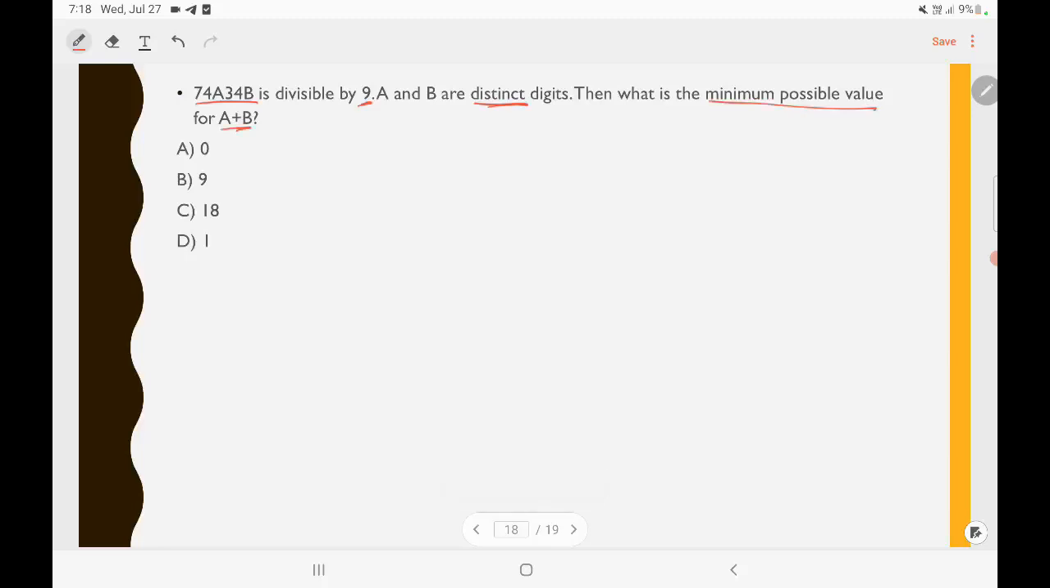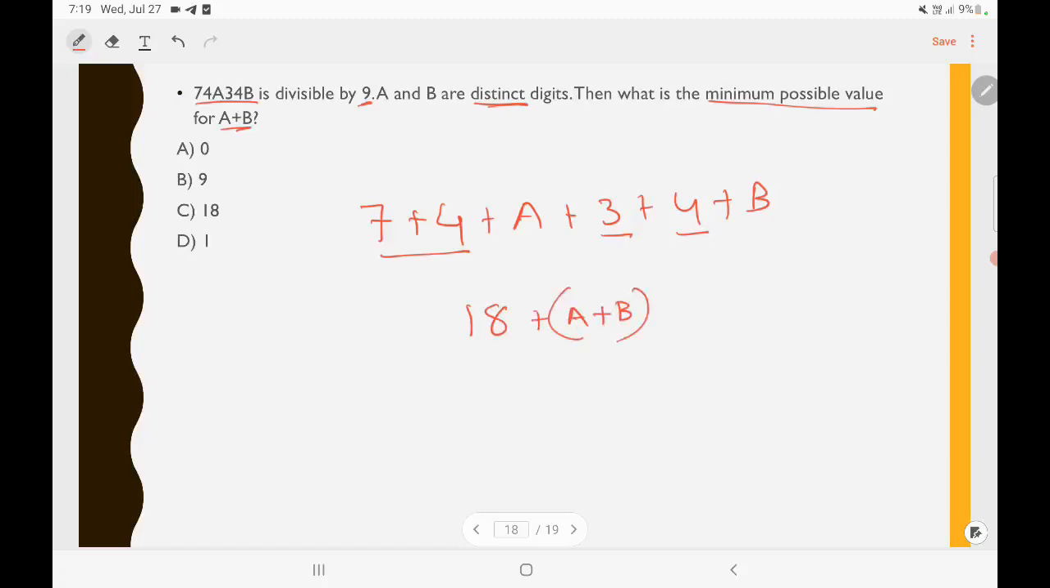What is the divisibility rule of 9? If a number is divisible by 9, then the sum of the digits will be divisible by 9. So let's take the sum here: 7 plus 4 plus A plus 3 plus 4 plus B. 7 plus 4 is 11, 11 plus 3 is 14, 14 plus 4 is 18. So 18 plus A plus B is divisible by 9.